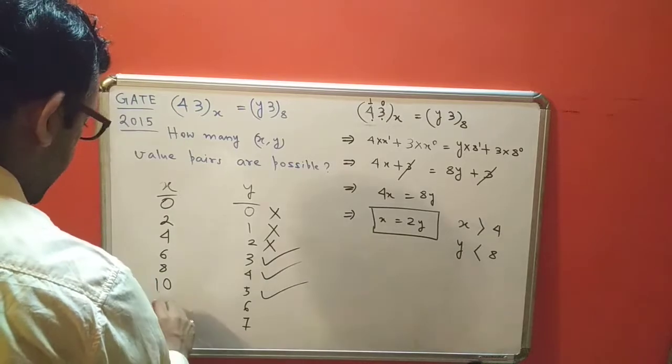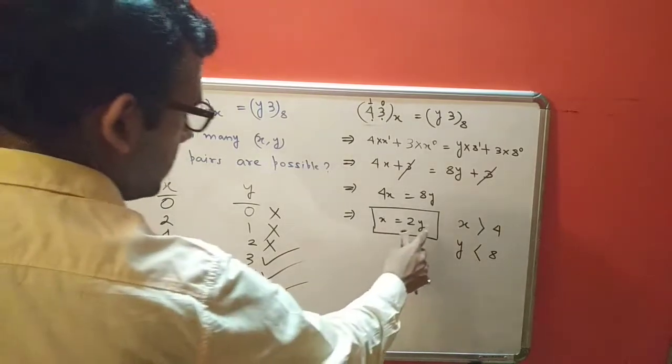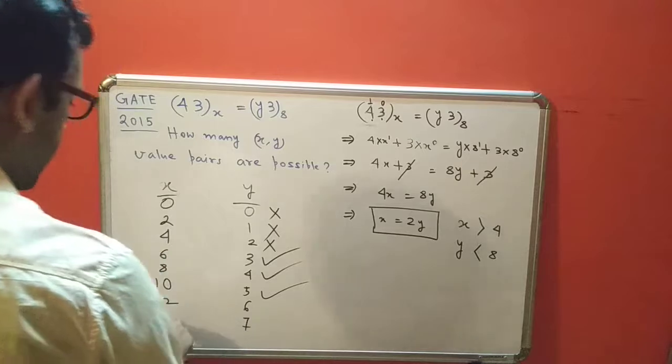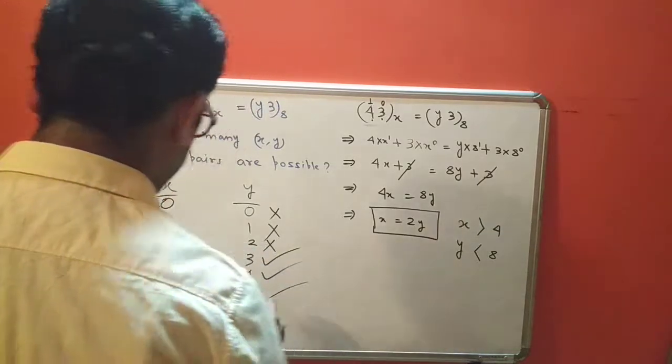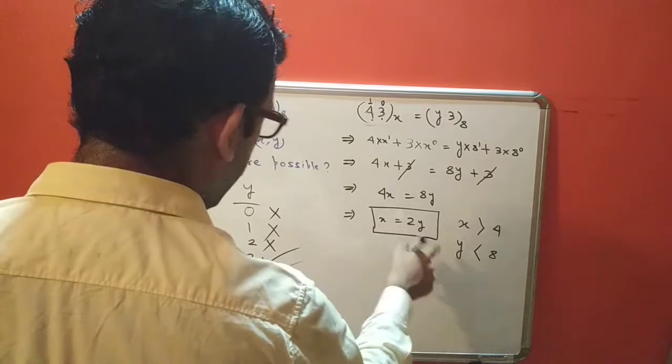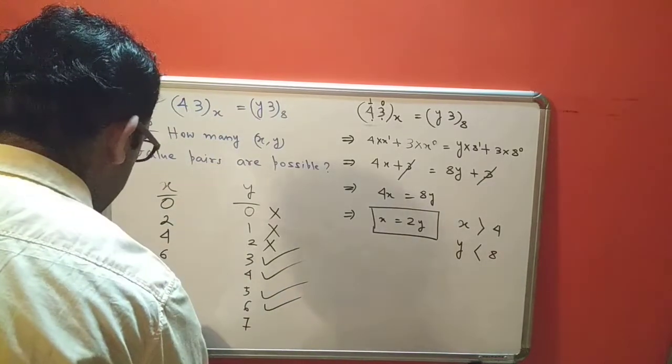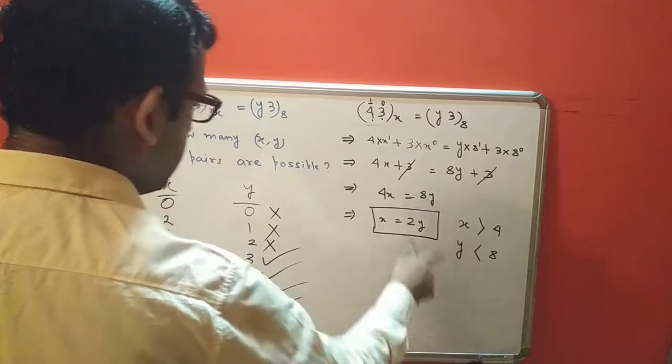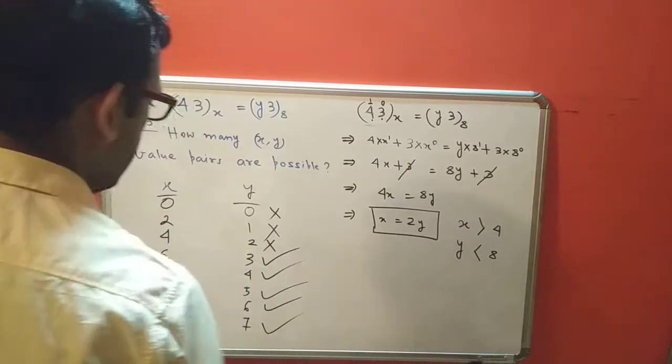If y is equal to 6, x will come to be 12. See, 2 into 6 is 12. So I get x is 12, which is greater than 4. So this is allowed. And what about this last one? If y is equal to 7, then x will come to be 14, which satisfies both these constraints as well as the equation. So this is also taken.